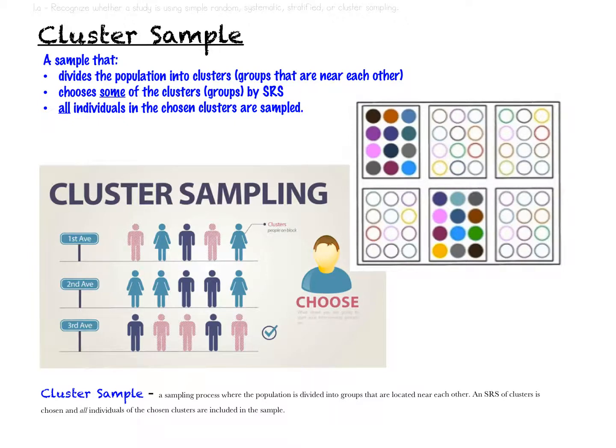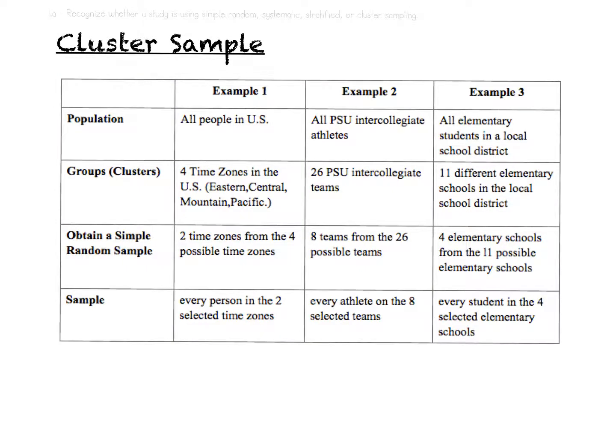So that's the big keyword you're looking for: if I'm surveying all the people of the group that's been chosen, that is a cluster sample. These are some examples of a cluster sample happening. In this first example, the population is all people in the U.S. So I'm trying to learn about all the people who live in the U.S.